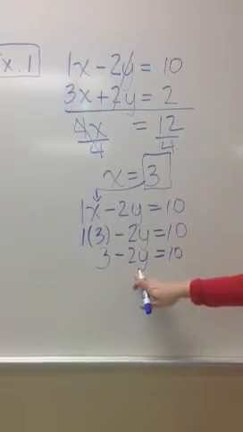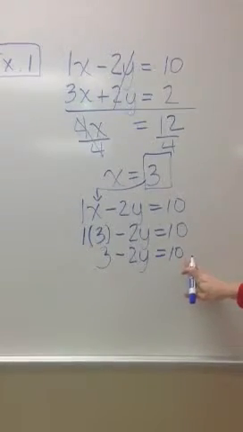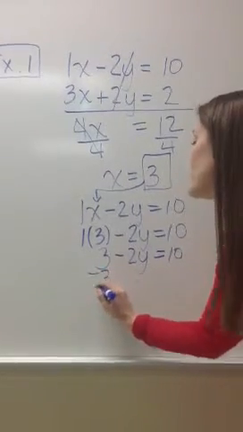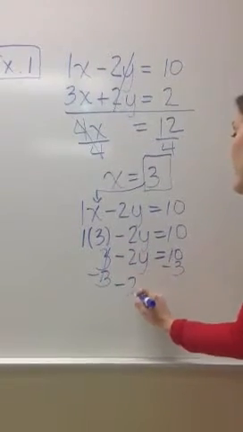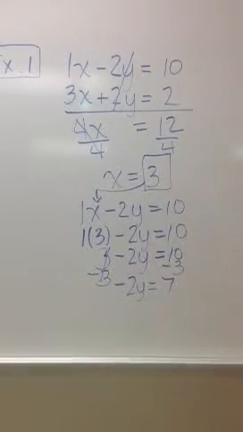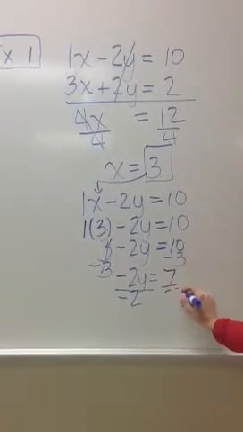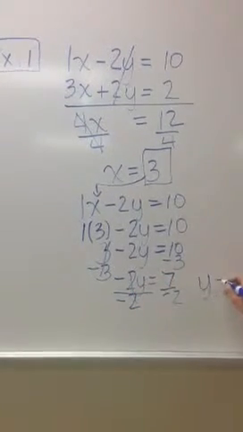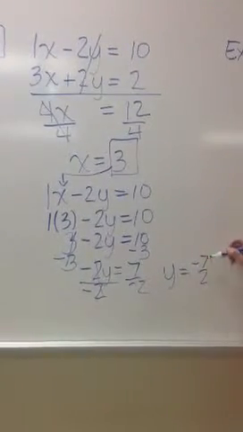Remember, we're solving for y, so we want y by itself. So I need to move this 3 over to the other side. Since 3 is positive, I'm going to subtract it. That will cancel, and I have negative 2y equals 10 minus 3, which is 7. Divide by negative 2, and y equals a negative 7 halves. Not pretty, but we have an answer.